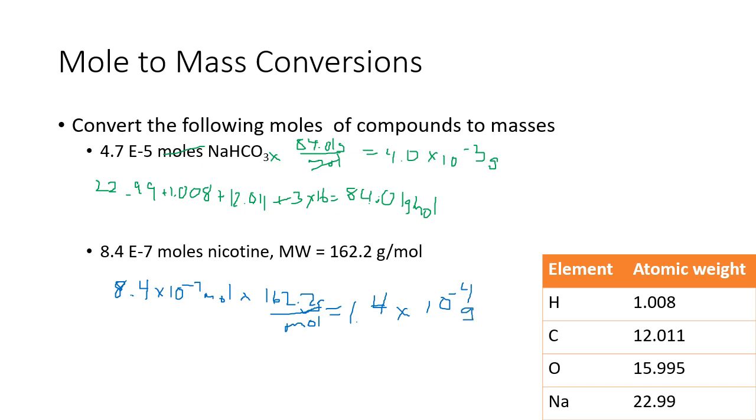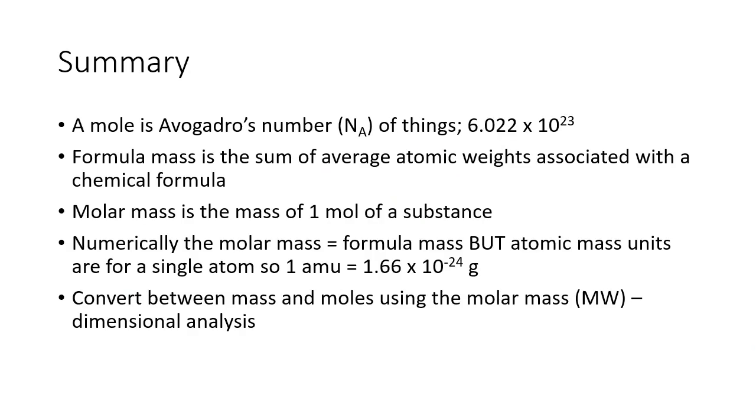All right, that wasn't so bad, right? We're just using dimensional analysis, and we need to recognize that our molar mass can go either grams per mole or moles per gram, and both of them are equally valid. To summarize, a mole is Avogadro's number, N sub A, of things. It is 6.022 times 10 to the 23rd.